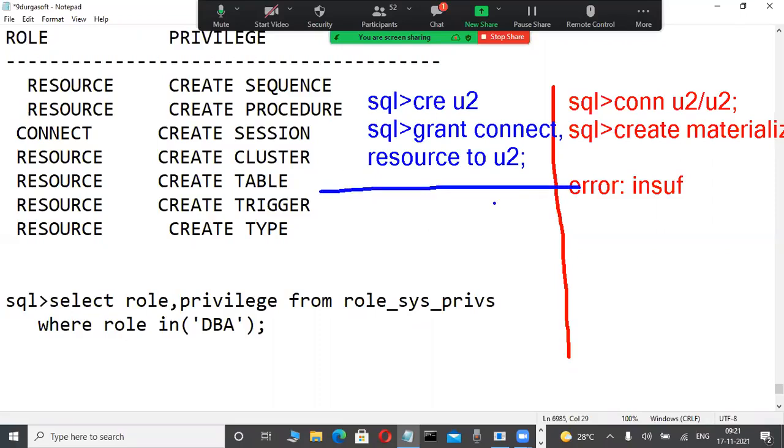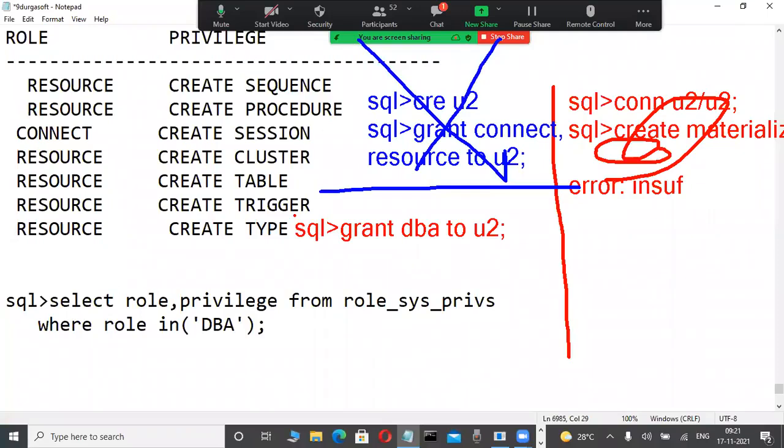Then what is the solution? One solution is that my database administrator grants DBA to username U2, and then yes, it works. Why? Because the DBA role has all the system privileges, like create any materialized view, create any view, these types of things. That's why yes, it is possible.